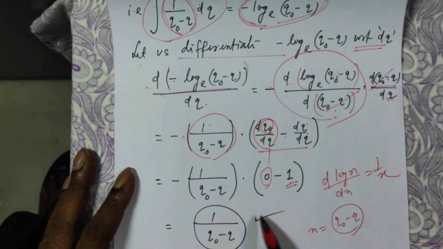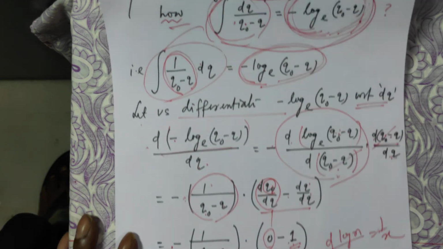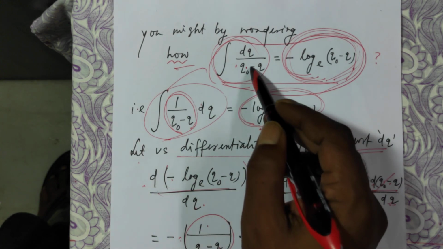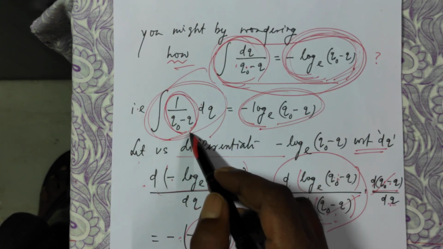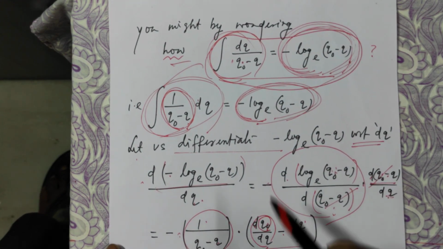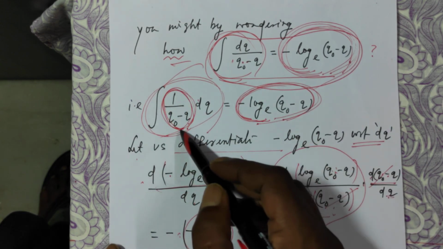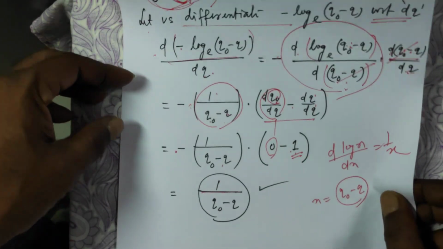This is 1. So is equal to this, minus comes here, becomes positive. So 1 by Q naught minus q. So therefore this is justified. Means the integration of this is the same thing as this. We concluded that the integration of this is equal to this because the differentiation of this factor is equal to this, 1 by Q naught minus q. So that is all about it. Okay.